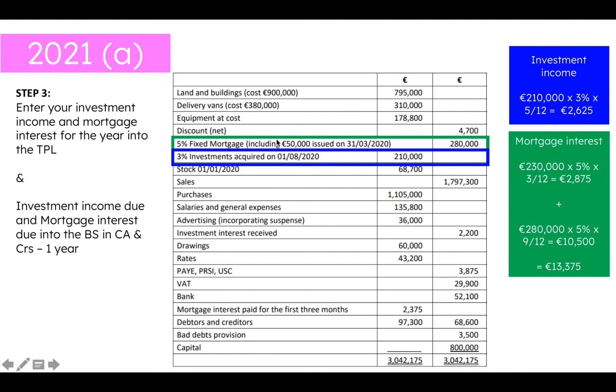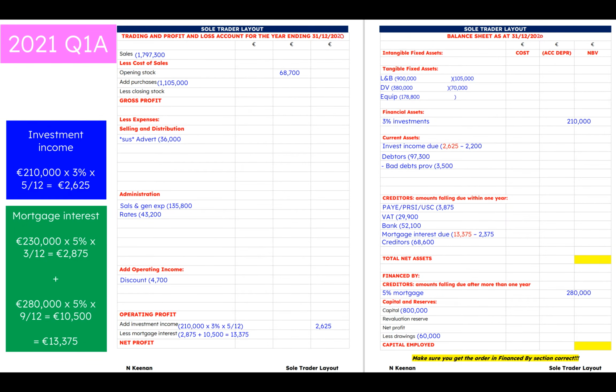And then your mortgage interest is 230,000 by 5% by 3 over 12, because you had an increase in the mortgage, okay, after the 31st of the 3rd. So up to the 31st of the 3rd, you had 230,000, all right? So 230,000 by 5% multiplied by 3 over 12, and then you add 280,000 by 5% by the remainder of the year, which is 9 over 12, so that is 10,500. So altogether there, that is 13,375 euro. Okay, so you slotted them in.